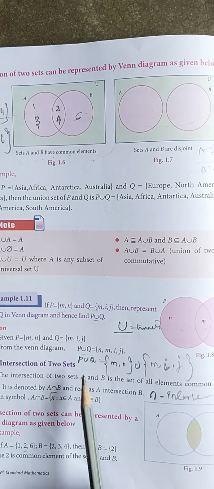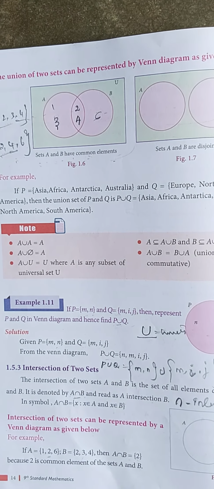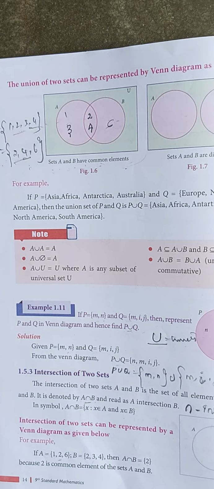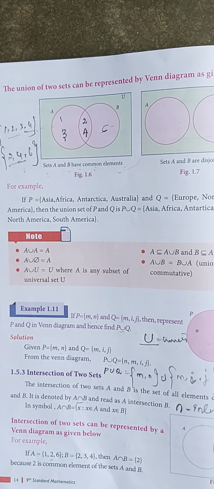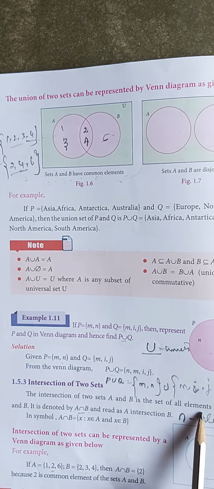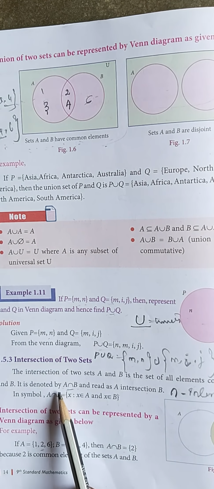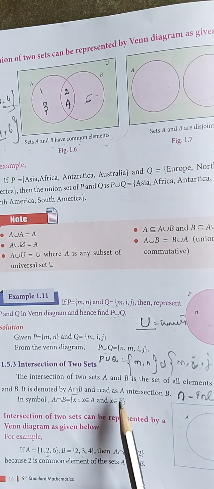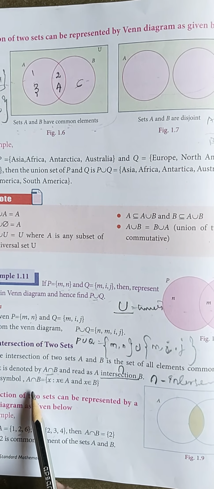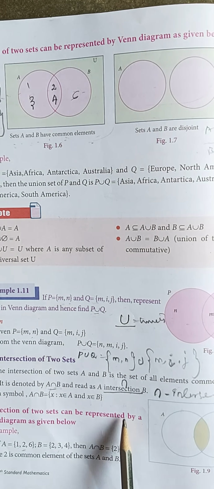Next, intersection of two sets. Intersection means you write only the common values. Union means you join and write all the values of two sets, but intersection means you write only the elements that are common to the two sets. The intersection of two sets A and B is the set of all elements common to both A and B. It is denoted by A ∩ B and read as A intersection B. In simple terms, A ∩ B equals {x such that x belongs to A and x belongs to B}.